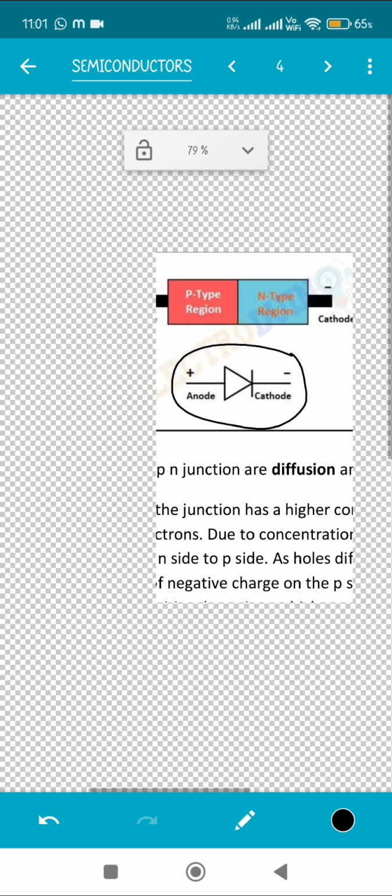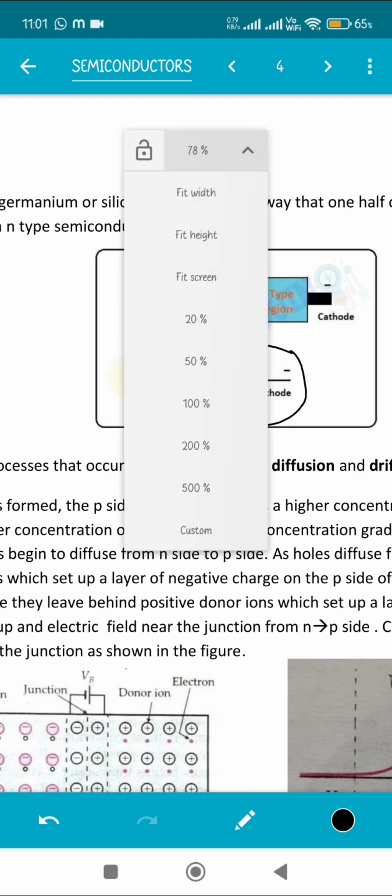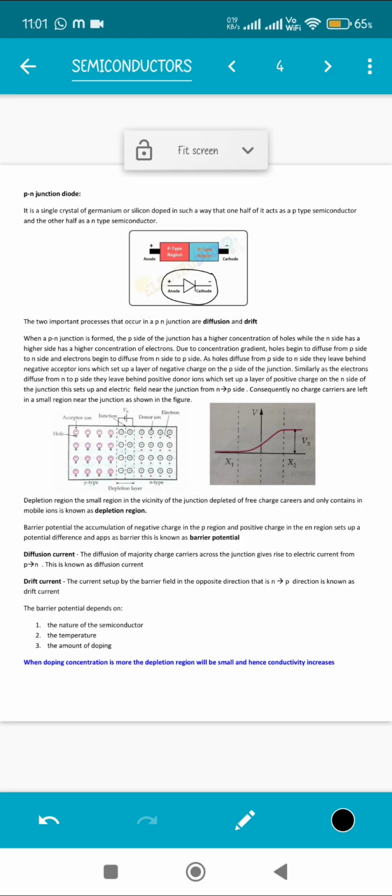The n side will be connected to the negative end of the battery, or it will behave like the cathode, and the anode will be the p-type region. So there are two important processes which occur in a PN junction diode. These are the most important parts of a PN junction diode. So let's see. The first is called diffusion, the next one is called drift.